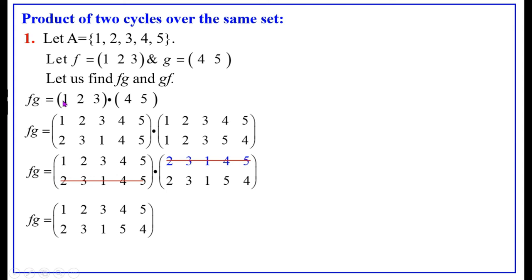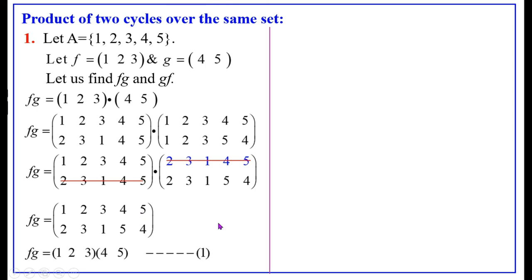The product of the two cycles, namely (1 2 3) and (4 5), is nothing but the permutation 1, 2, 3, 4, 5, 2, 3, 1, 5, 4. Let us call it F, and G equal to (4 5). Now let us consider G into F, (4 5) into (1 2 3). We first write the cycle G, then the cycle F. Now we are going to have the product of these two cycles.